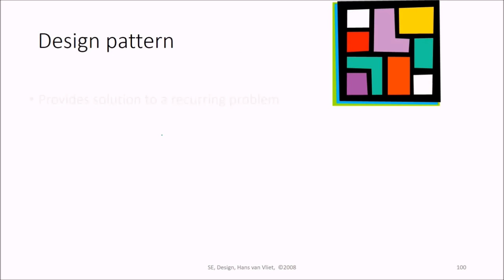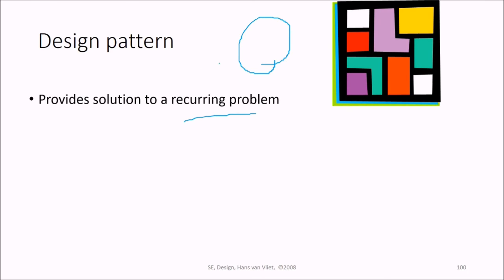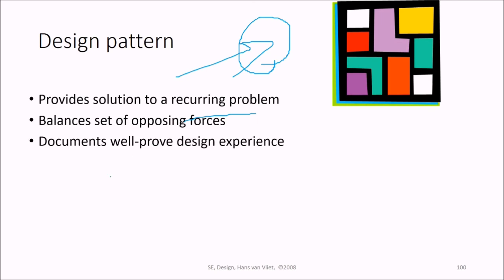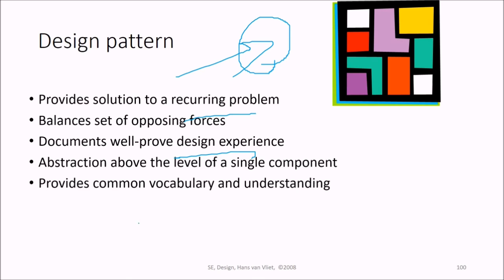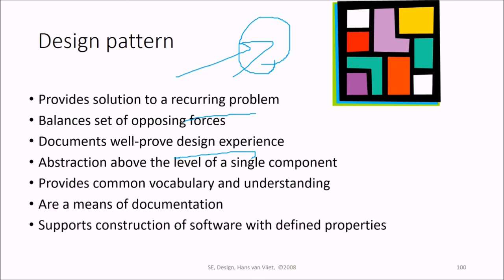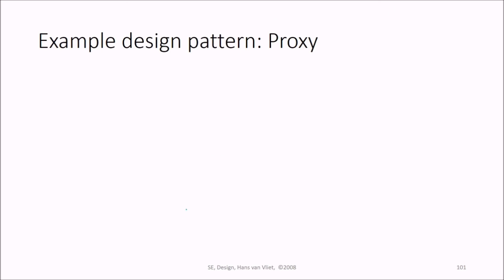So, a design pattern provides a solution to a recurring problem. If something has already been made, why not use it? Just go to the pattern and use it. It balances a set of opposing forces, and documents well-proven design experience. It is an abstraction above the level of a single component, provides common vocabulary and understanding, and is a means of documentation. So it supports construction of software with defined properties.